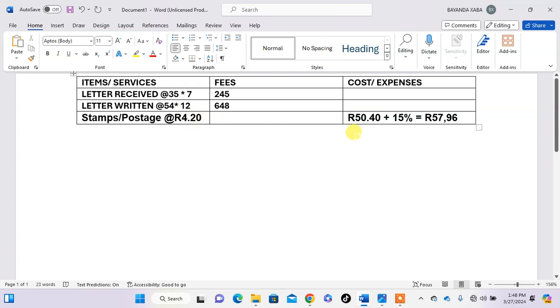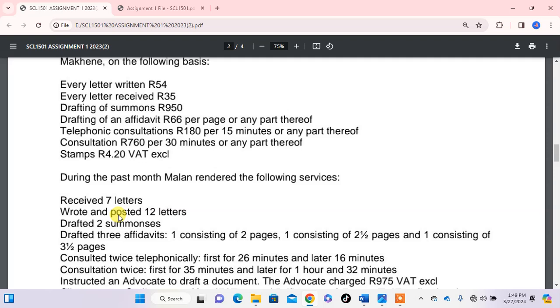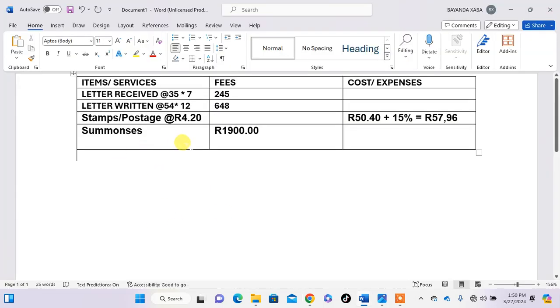Right? That was easy. Then we are coming to the drafting of a summons. One summons is 950. He drafted 2 summonses, so it is just 950 times 2, which is 1,900, which falls under the fees. Okay? Then we come to the affidavit.